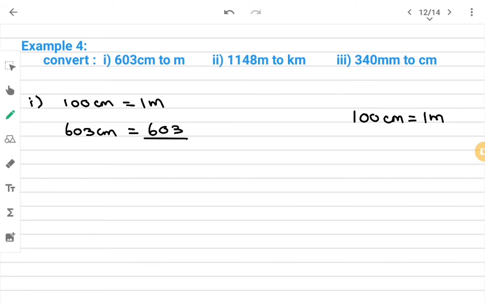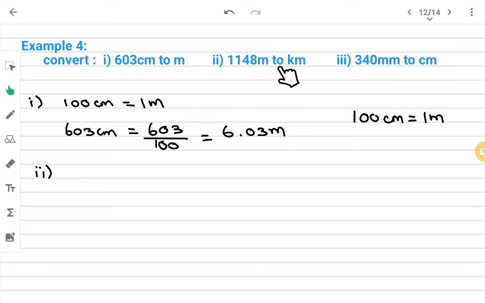603 divided by 100. While you are dividing by tens, that is 10, 100 or 1000, we have to move the decimal towards left, right? How many zeros are there? 2 zeros. You have to imagine here is the decimal, right? So it will move 2 places to the left side. We will get 6.03 meter. Okay, fine.